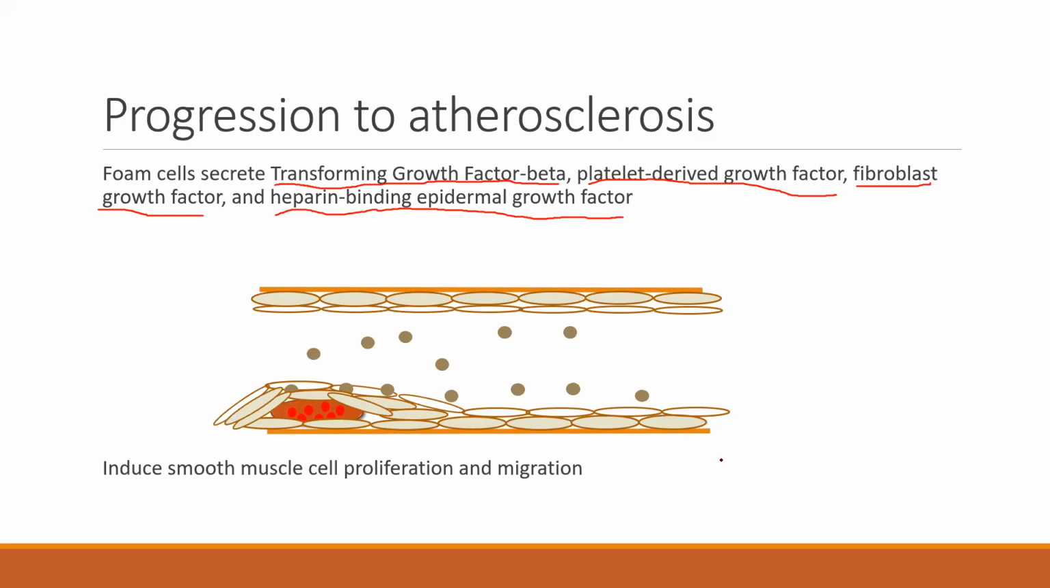These are going to transform these smooth muscle cells underneath the endothelium. They will induce their proliferation and their migration. They will migrate up here and surround the foam cell. They'll form essentially a cap around this foam cell. Some of these smooth muscle cells can take up LDL and become transformed into foam cells as well. That will increase the size of the lesion. This lesion now becomes an atheroma.